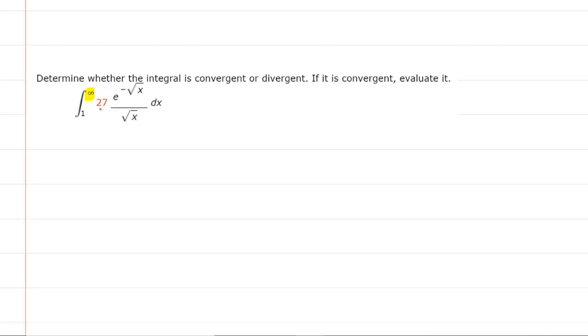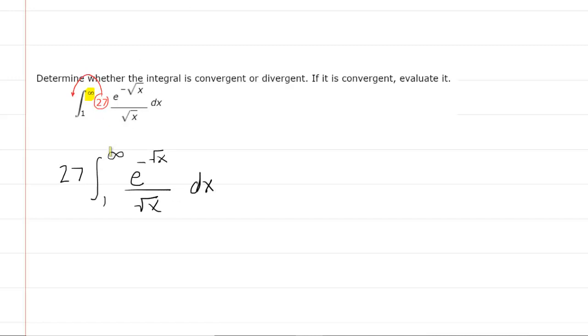Perhaps the first thing we can do is to notice this constant of 27. We can factor that constant out to the front of the integral. So we can rewrite this as 27 multiplied by an integral from 1 to infinity of this function e to the negative radical x all over radical x dx.